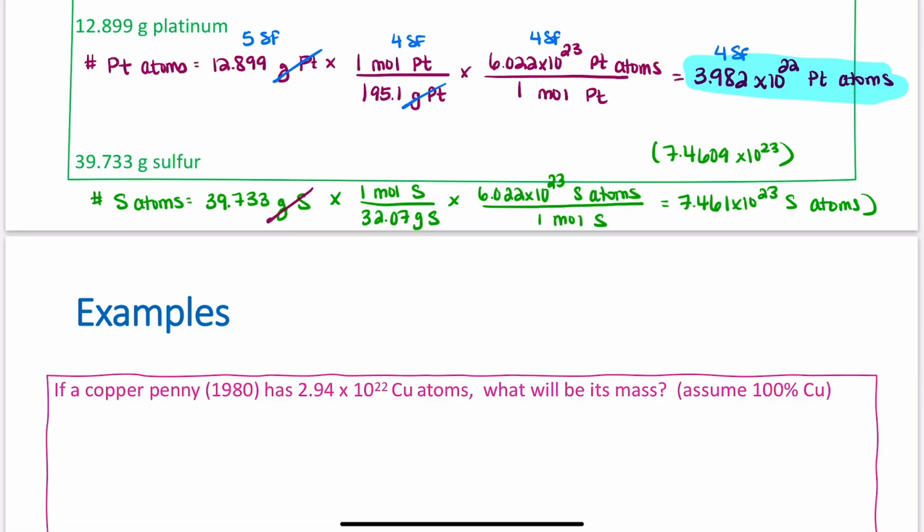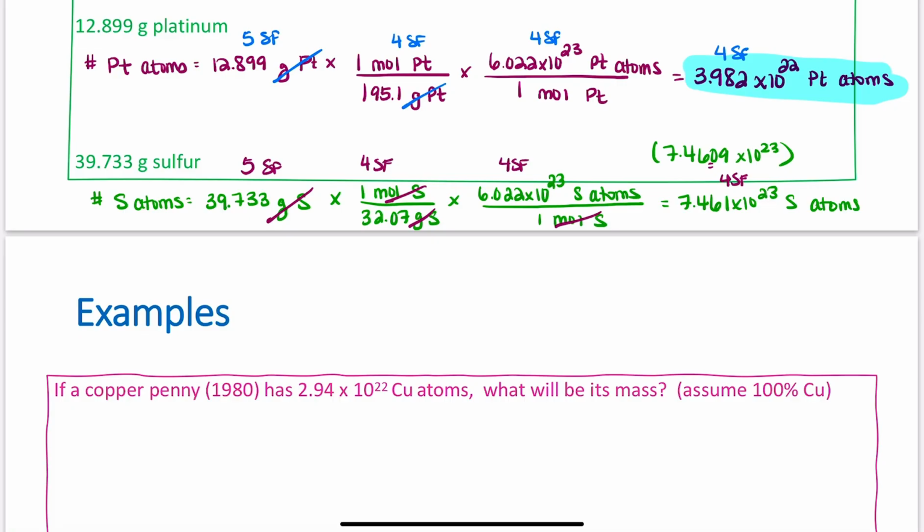So again, your grams have canceled, your moles have canceled. I've got sulfur atoms here. I had 5 sig figs here, but I only have 4 sig figs here and 4 sig figs here. So I have to round this to 4 sig figs as well, which is why I'm rounding that 0 up to a 1 because I'm dropping that 9.